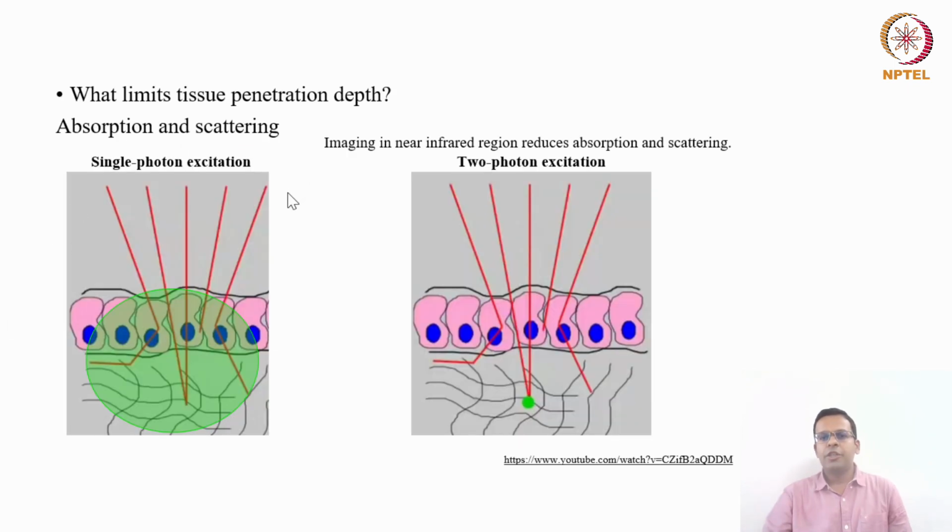So what limits tissue penetration depth? Now let's say this technique is good if you have to image a thick tissue. What will happen if you use a single photon excitation, just like the regular epifluorescence mode, to image a thick tissue sample? It will illuminate a larger area, and also absorption and scattering of light will take place because of the thickness of the tissue. Whereas in two photon excitation, we are using near infrared light for the excitation, which reduces absorption and scattering, and we are illuminating such a small area.